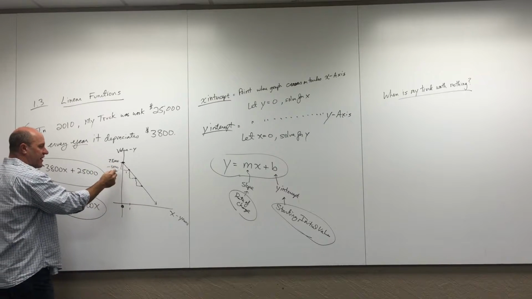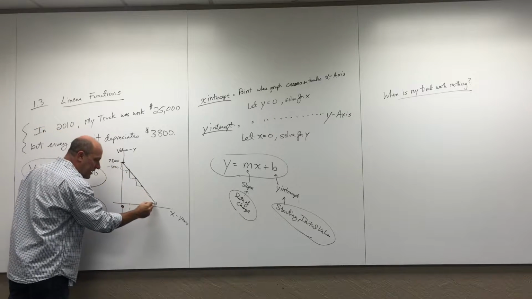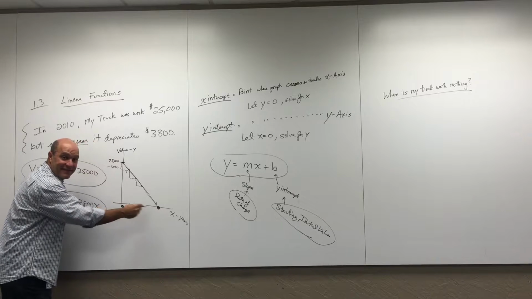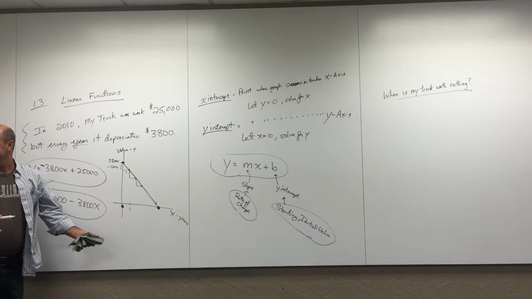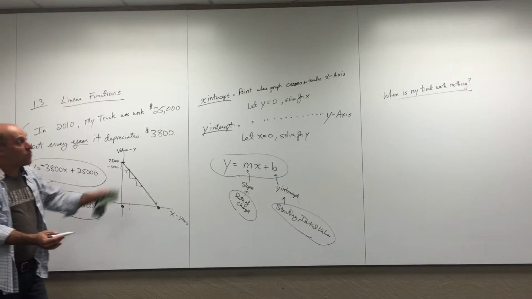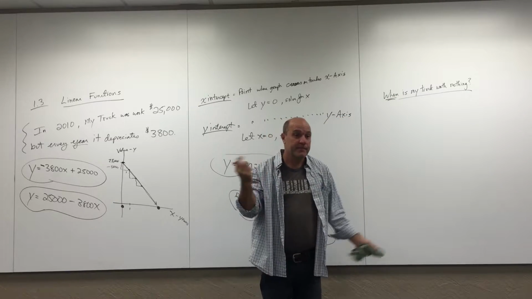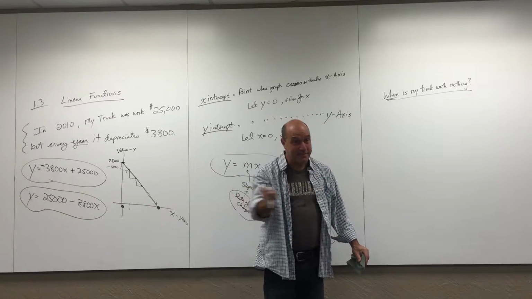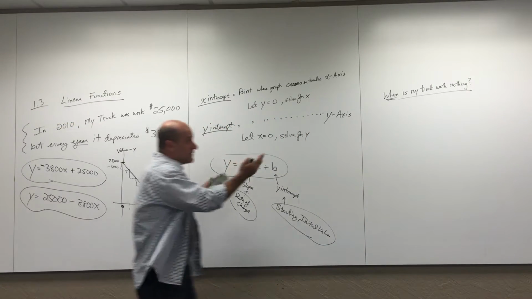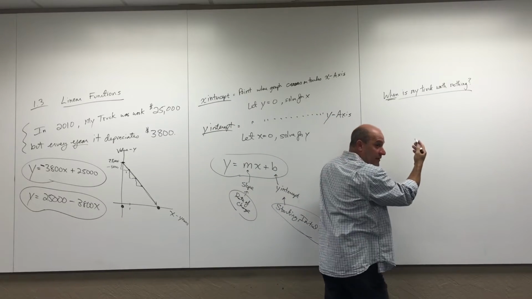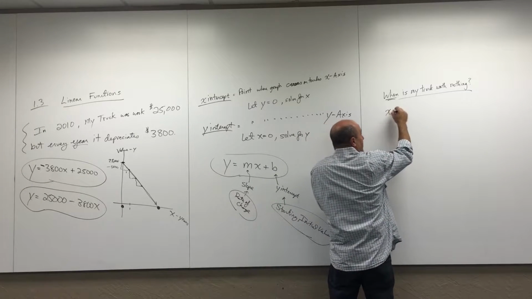This is the value of my truck here. It's losing $3,800 every year. At some point it's worth nothing, right? I guess that's the x-intercept. And when I use the question "when," that usually means I'm looking for a time. The x-axis is the number of years. So you read the word problem and you think mathematically, this is the x-intercept.